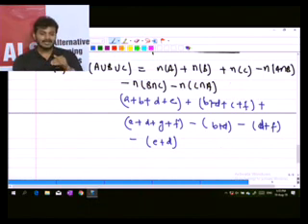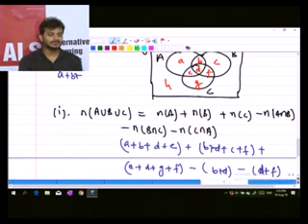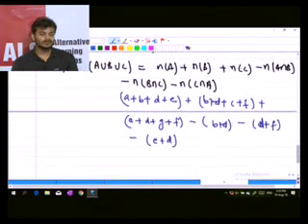I have just written down the things, and now I'm trying to convey to you guys how you would correct this given formula. Now you see, what is actually A union B union C? In general, it would be nothing but A plus B plus C plus D plus E plus F plus G. That is nothing but A union B union C, by writing all the given elements one by one.